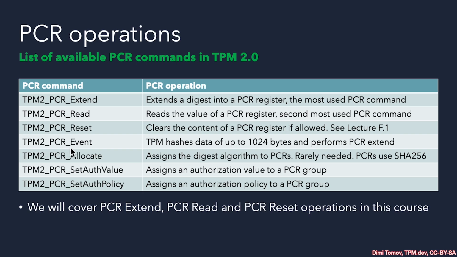Then we have PCR event, which is a similar operation to PCR extend, where the TPM performs and computes the hash digest. TPM2 PCR allocate is a special command, and it is used to disable different PCR banks based on the algorithm. For example, if we know that we're going to use only SHA-256 PCRs, then we can safely disable SHA-1 banks, especially when the SHA-1 algorithm is deprecated.